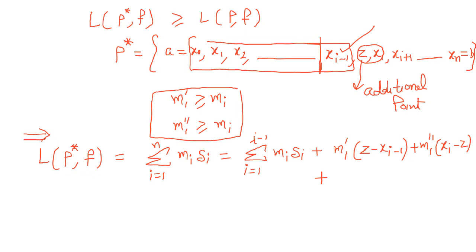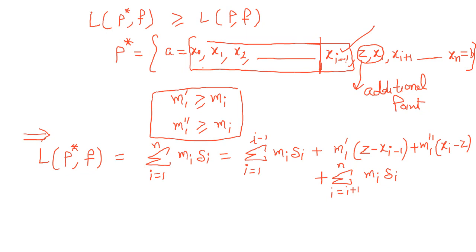For this interval we are considering m1 double dash times (xi minus z), plus summation i equal to i plus 1 up to n of mi delta i. So this is our P star and we are finding L(P star, f). Up to this point we are considering mi delta i. For this interval we are considering m1 dash; this is the length z minus x(i-1), you can say width, plus m1 double dash.